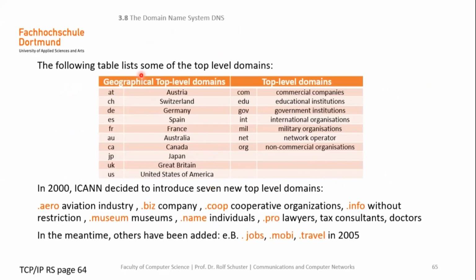The following table lists some of the top-level domains. Typically, AT for Austria, CH for Confoederatio Helvetica, that is Switzerland, DE for Deutschland, Germany, ES for Spain, España, FR for France, and so on. And in 2000, more top-level domains were introduced like .aero, .biz, .info, and other top-level domains.